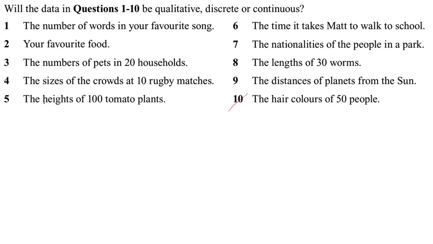Now, number 5, the heights of 100 tomato plants. The heights, you can only get the height by measuring. And the answers will be numbers. So that's going to be continuous quantitative. Okay, it's going to be continuous. Number 8, the length of 30 worms. The length of something you can obtain by measuring. And it can be a decimal, it could be a fraction. So that's going to be continuous.